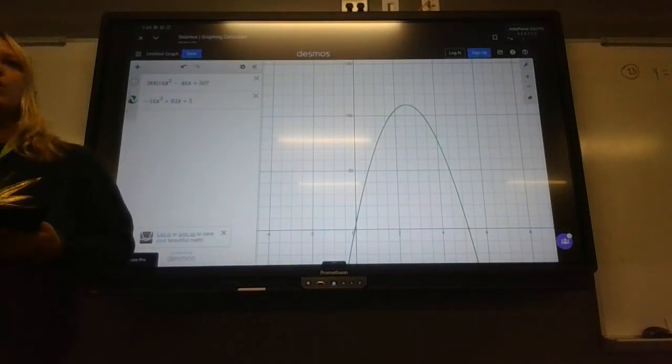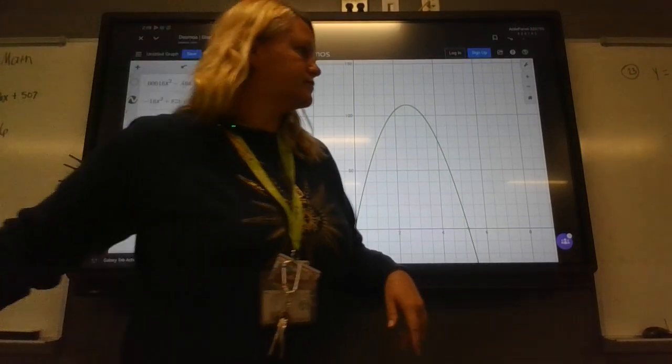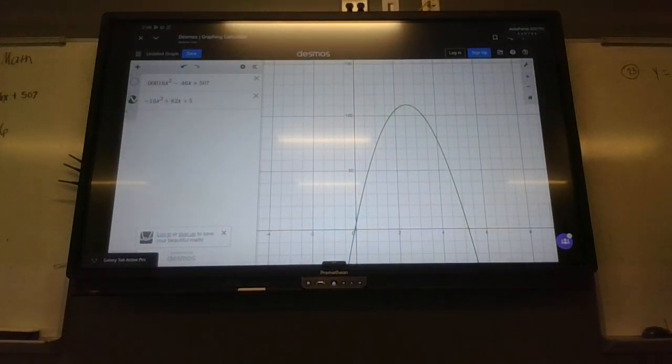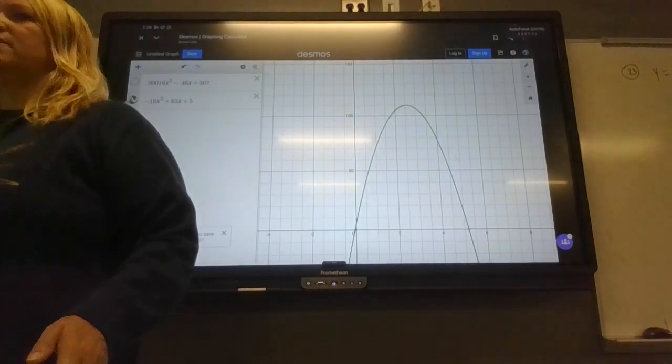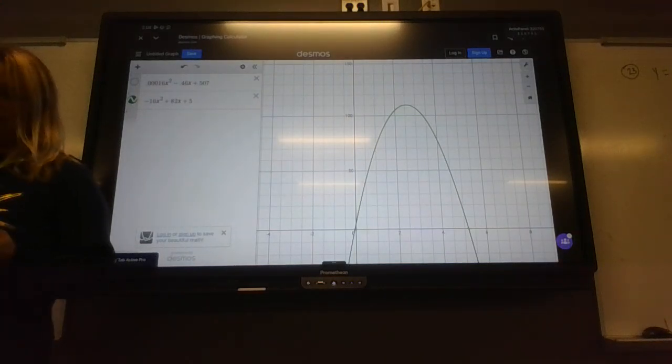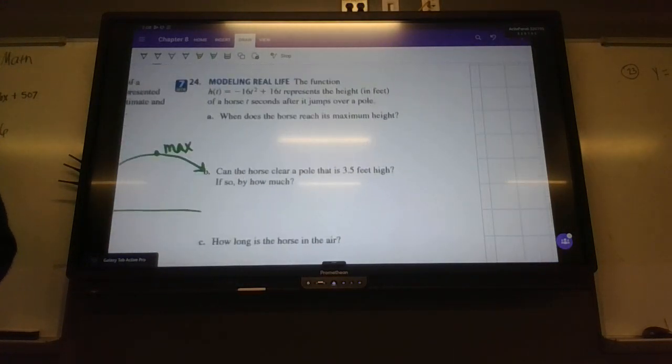Let's do 24. Try to do 24 on your own without me telling you the answer. This answer is 110, by the way. Also, I didn't know javelins went 110 feet in the air. I had no idea. I would have thought like 20 feet. I don't know why. All right, 24.